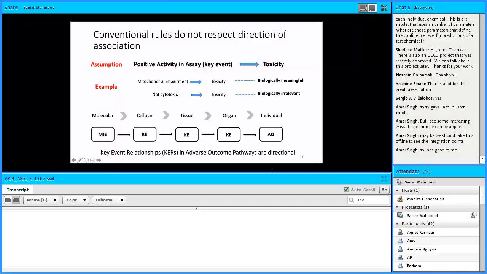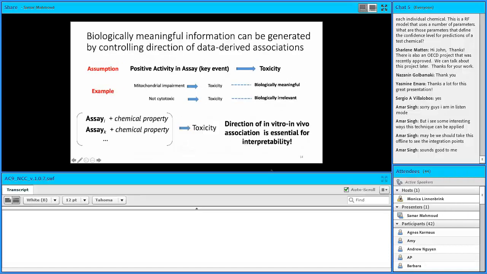And to illustrate this more, if the rule would, for example, capture the association between observing mitochondrial impairment in vitro with toxicity in vivo, then that's a biologically meaningful association. However, if the algorithm would detect the absence of cytotoxicity to be indicative or predictive of toxicity, this is biologically irrelevant. So it is very important to control these associations.